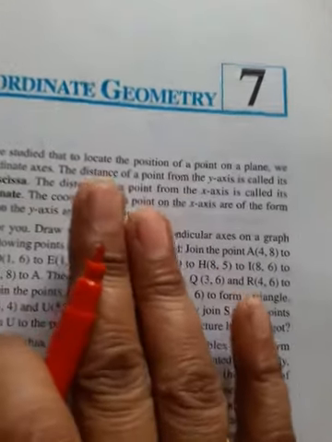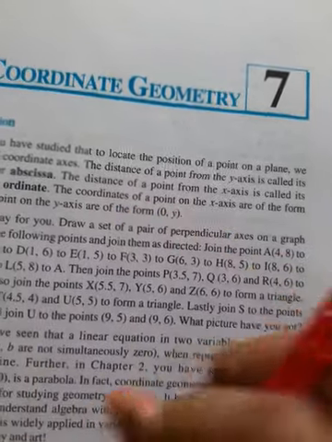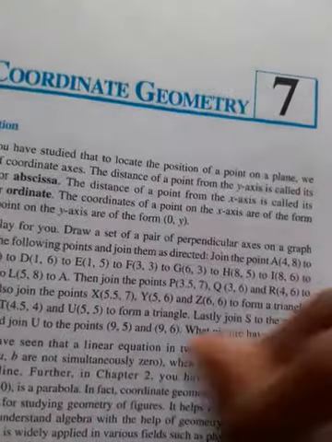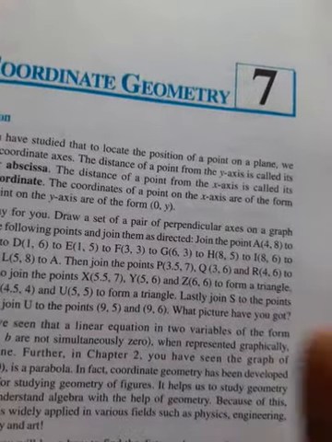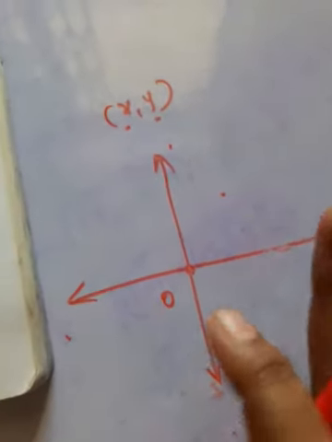Coordinate geometry is the branch of mathematics which deals with the position of an object lying in a plane, described with the help of two mutually perpendicular lines. Two mutually perpendicular lines means these two lines, the x-axis and the y-axis.